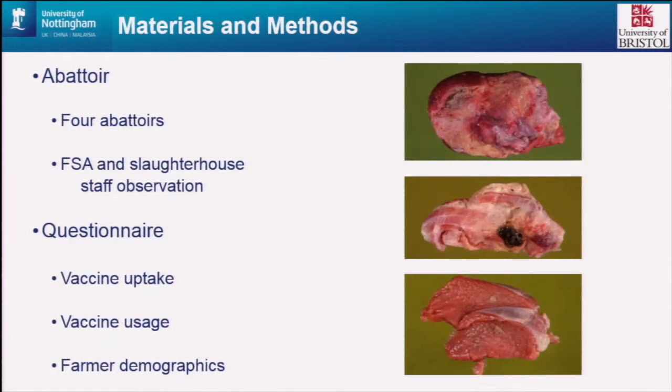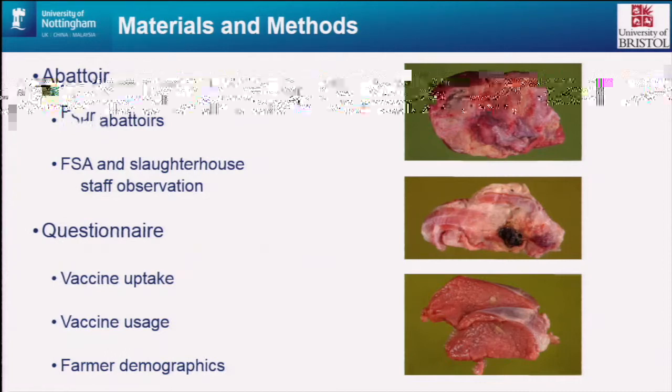So for the materials and methods, we had 4 abattoirs. We had two points, at both the slaughter line and the cutting process, at which we used Food Standards Agency and slaughterhouse staff to observe for any injection site lesions. This is their normal everyday job, so they are part of the quality control of producing beef in these abattoirs, and it is their job to find these lesions.